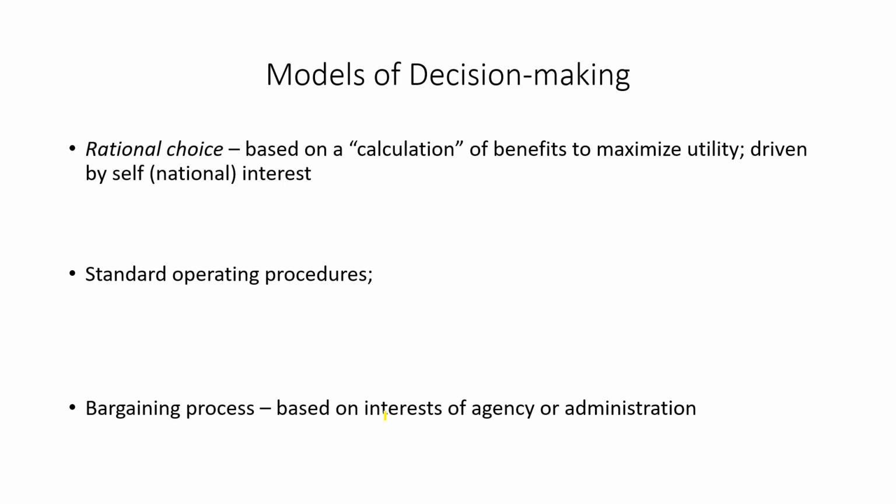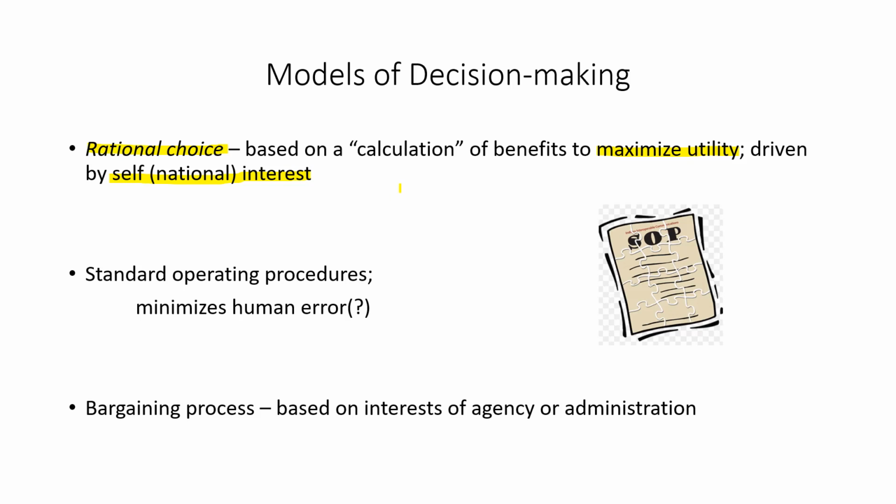There's several different models of decision-making at the state level. We talked a little bit already about rational choice, where that is based on some form of a calculation of benefits to maximize your utility or your usefulness of whatever your particular goal is. And this, particularly from the realist perspective, is driven by a national self-interest. You could call this then, in a way, a national choice. So this is one thing that's driving decision-making in the international system.